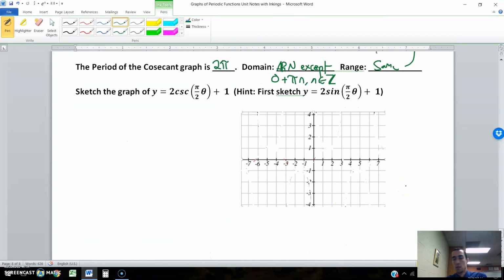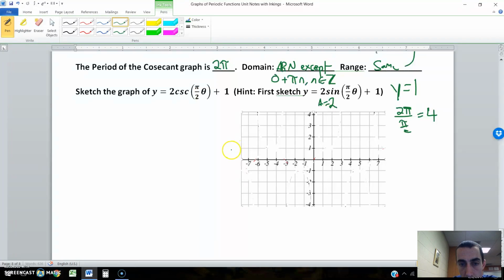Last one, we need to sketch a rather complicated cosecant graph. To do that, we're going to sketch the related sine graph and then have these peaks, these U-shapes, bounce off the tops and the bottoms. So first off, I see that my amplitude is 2. Midline is y equals 1. And then the period is going to be 2 pi over pi over 2. If we do the keep, change, and flip, we're going to see that we have a period of 4.